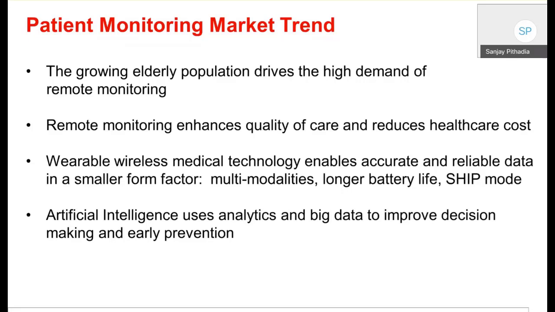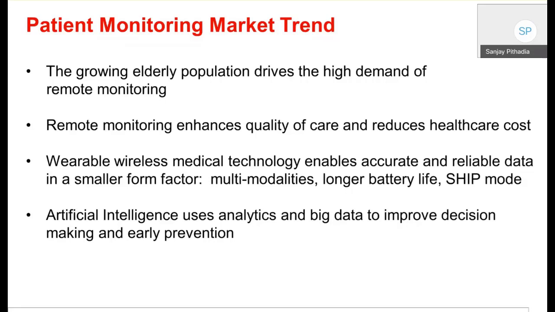So the challenges are it should support different modalities or the different vital signs. It should have longer battery life because it is all operated on battery. And there is something called ship mode, which I'll be covering in one of my slides, which is also an important factor to improve the battery life.